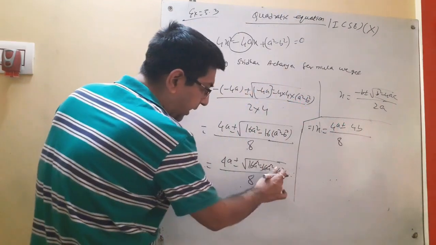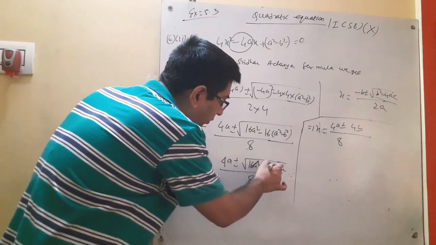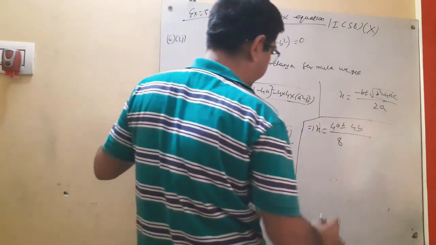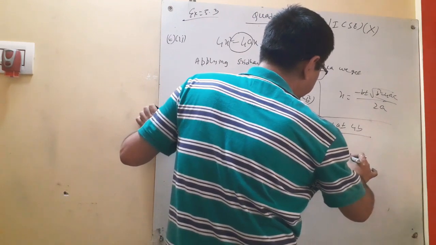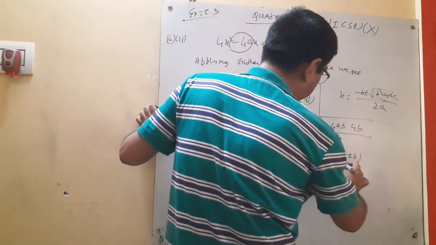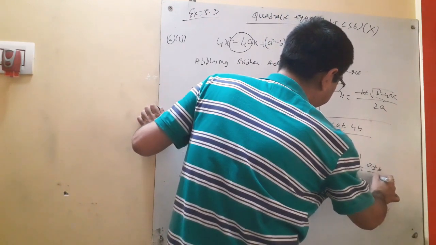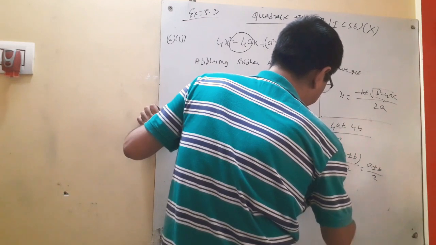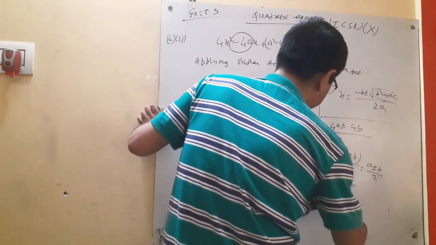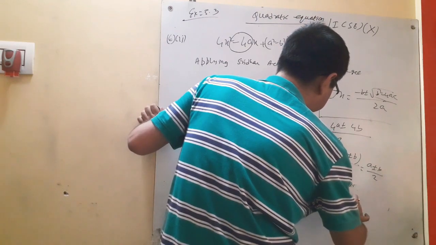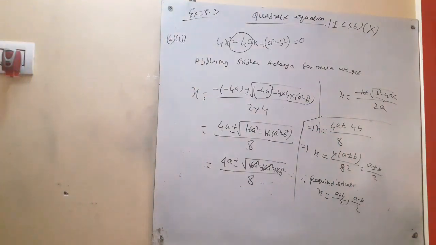Why? Because root under 16b square, this one cancelled, so root under 16b square is 4b. So that means x equal to 4a plus minus 4b by 8, 4 taking common, a plus minus b by 2. So required solution: x equal to a plus b by 2, a minus b by 2. Okay, that is the final answer. Okay, thank you.